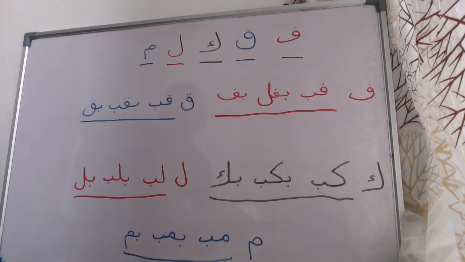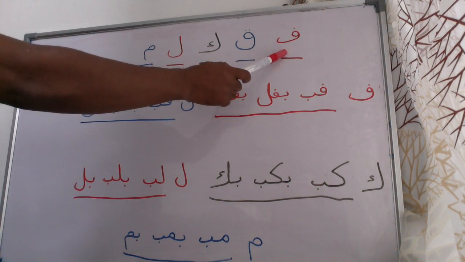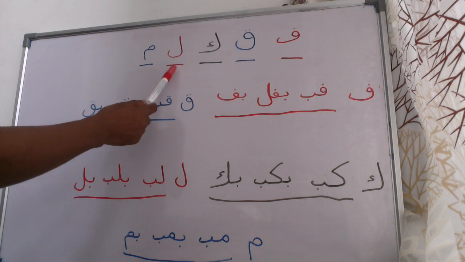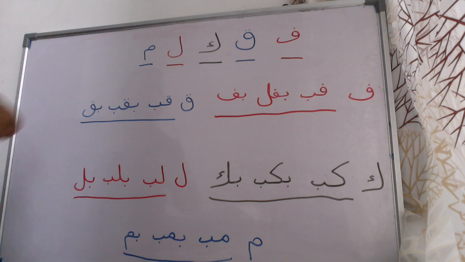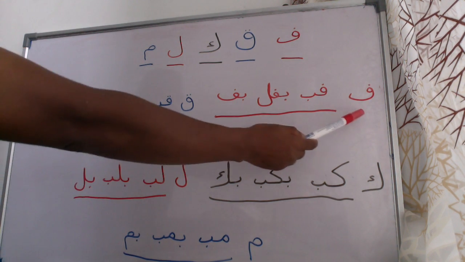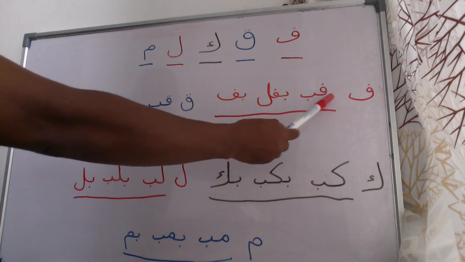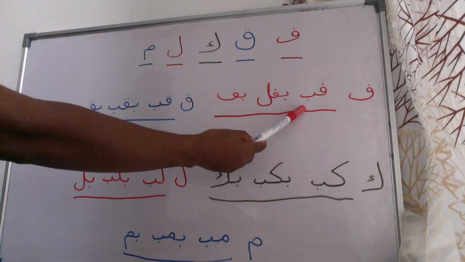Okay, the next group of letters are fa, qaf, kaf, lam, and mim. 5 letters. Okay, here's a fa in the beginning. Notice this tail. It loses the tail, so you can connect it to the ba.